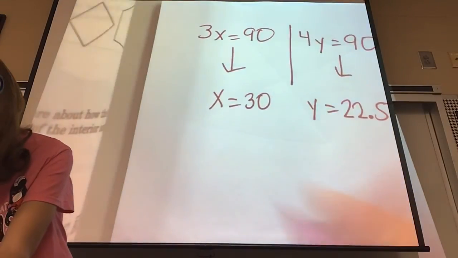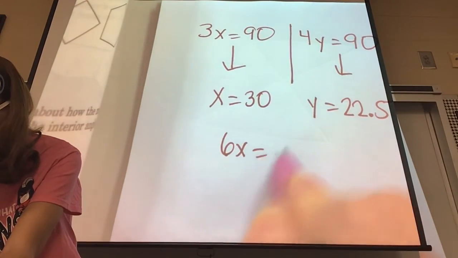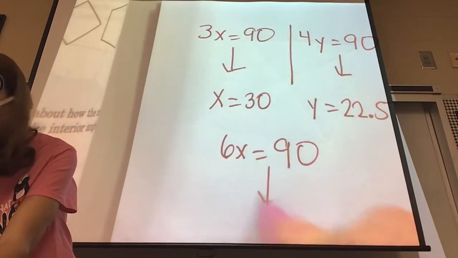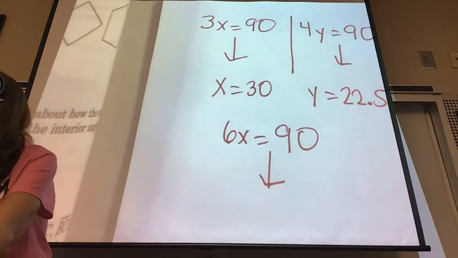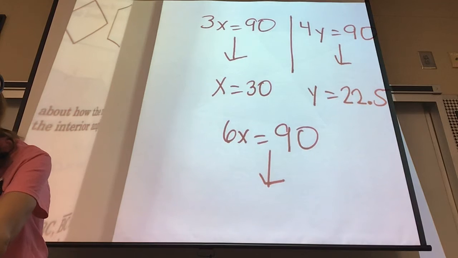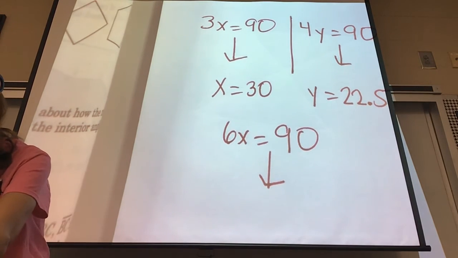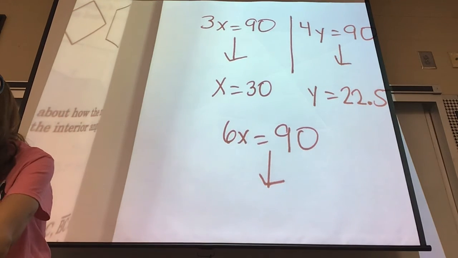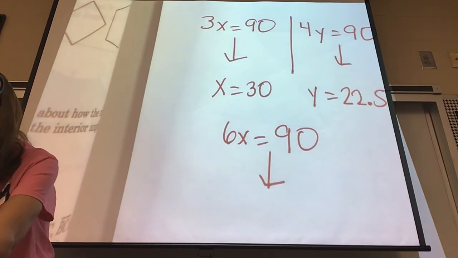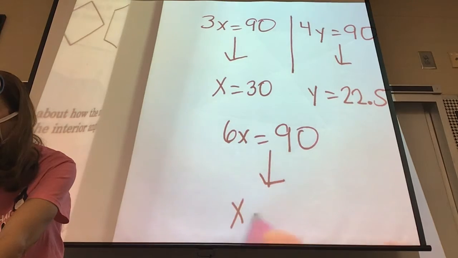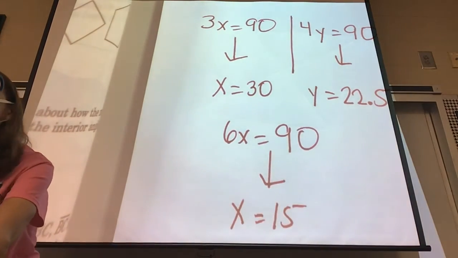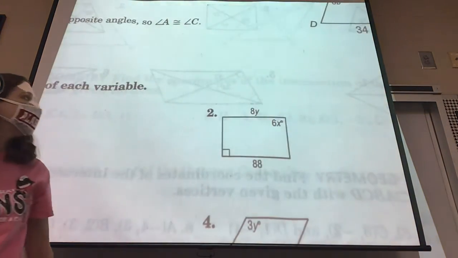So, I can do that one. I can say 6x equals 90. I can solve it, and I'll know what it equals. So if you work this out, x is going to equal what? X should equal 15. Now, that's on the inside.